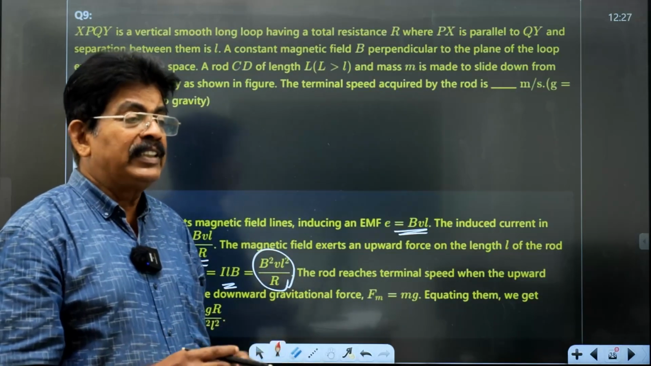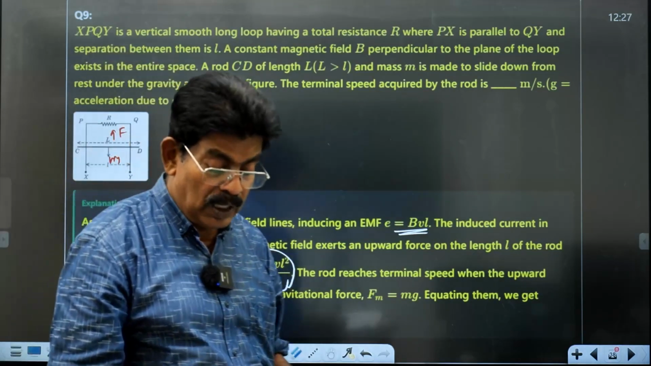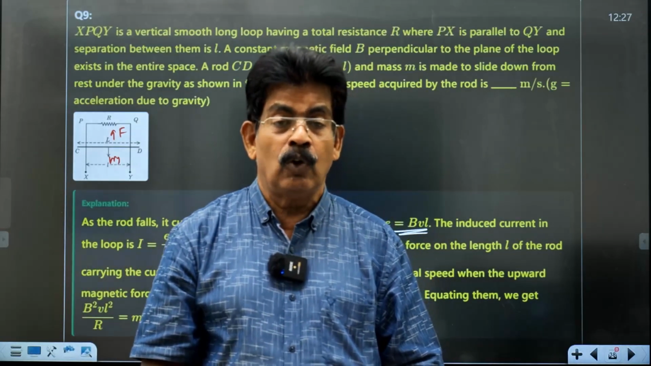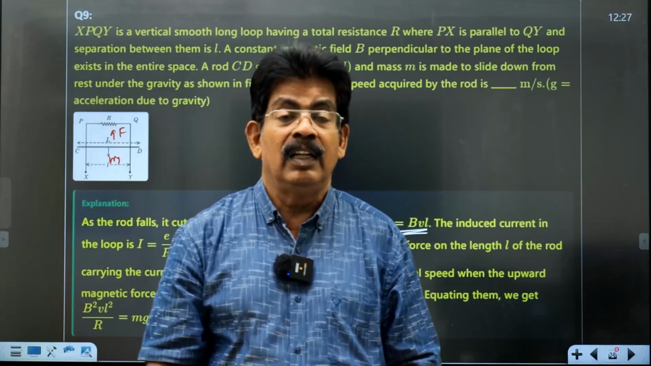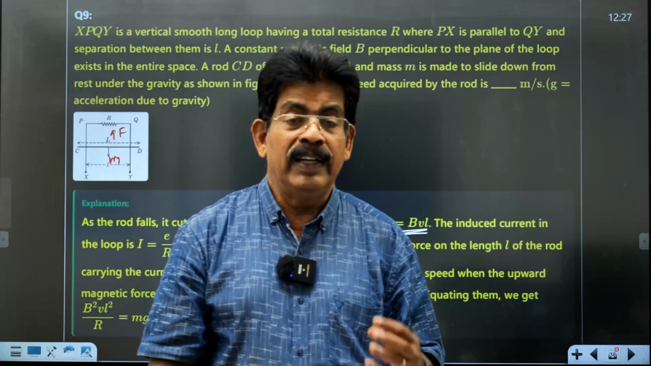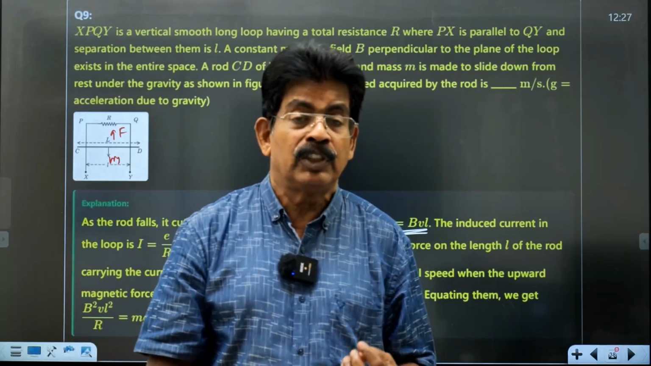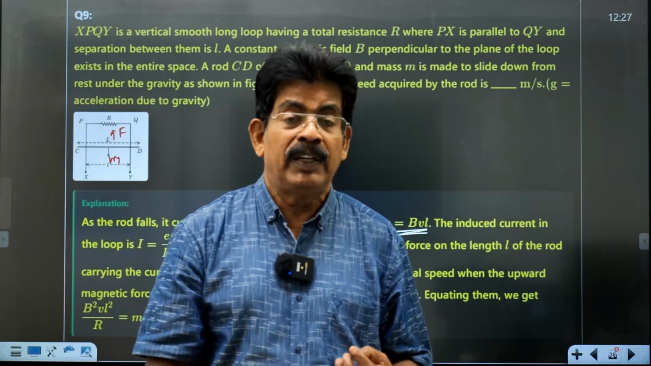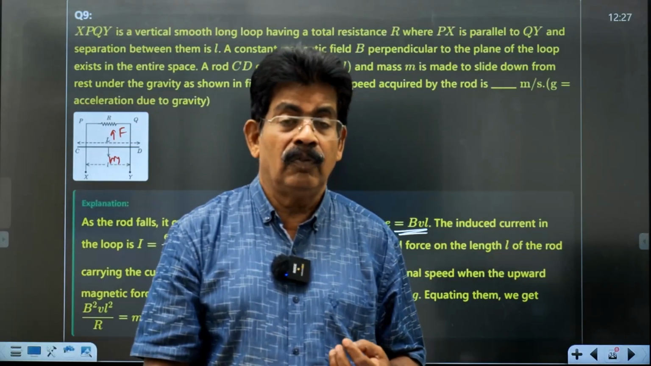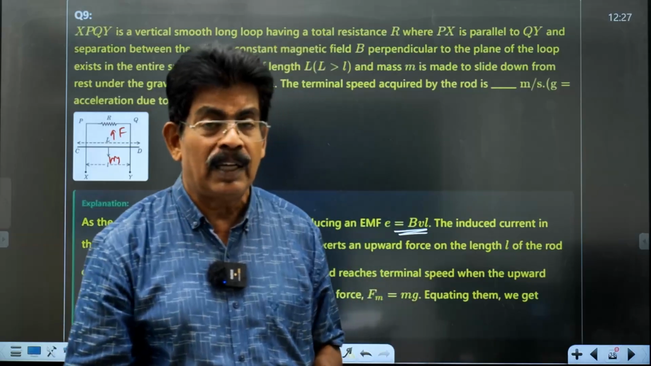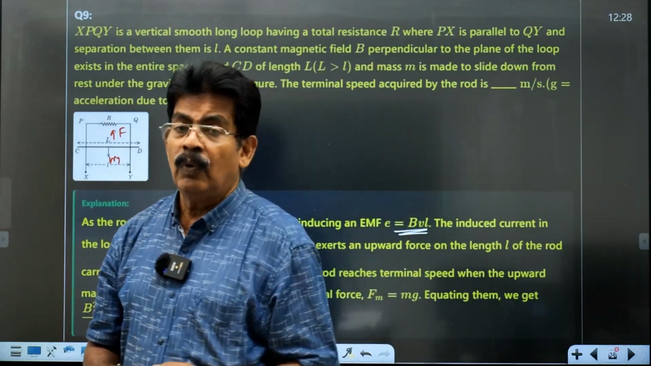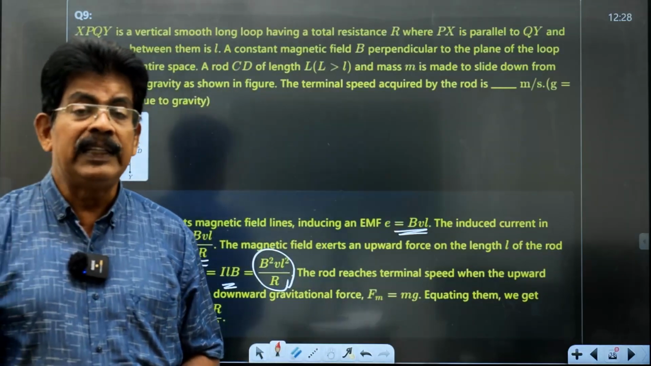A stage will be reached where the net force on the rod will become zero. Just like we have studied for a spherical object coming down through a viscous liquid. When the net force on the spherical object becomes zero, it attains a constant speed, terminal speed. It will maintain a steady speed further. The same case is happening here. Here it is not due to viscous force. Here it is due to two forces, one is the magnetic force and the other is mg.